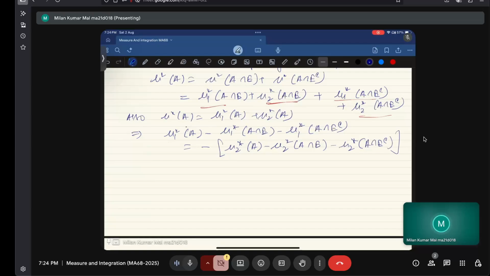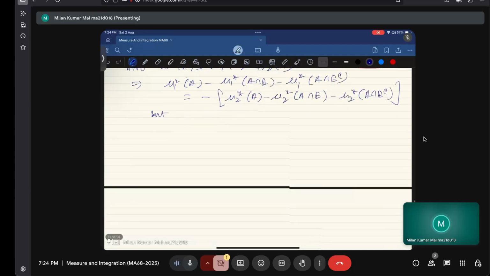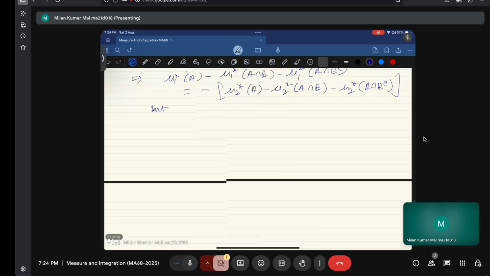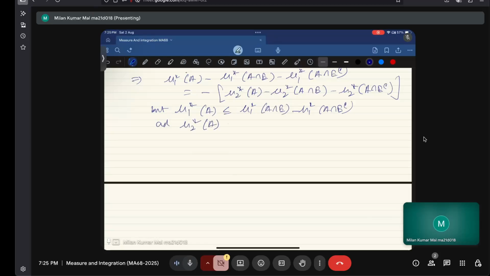Okay, so therefore, but note that here is the fact which is making sense. Note that in general mu1 star A is less than or equal to mu1 star A intersection E plus mu1 star A intersection E complementary. And the similar thing holds for mu2 as well: mu2 star A intersection E plus mu2 star A intersection E complementary.